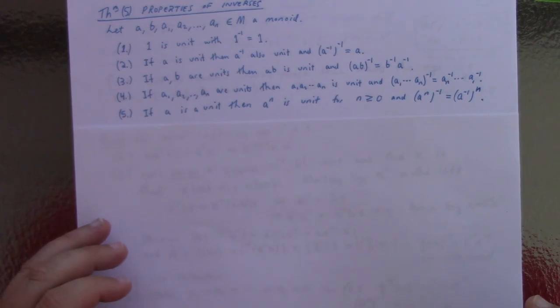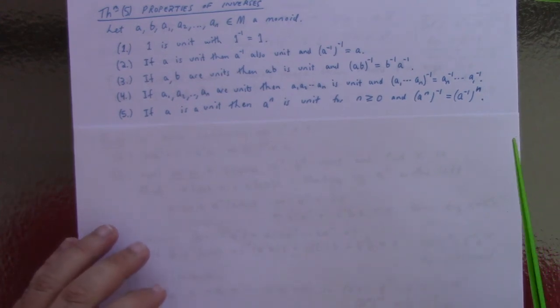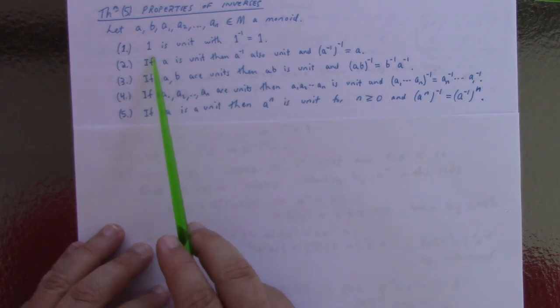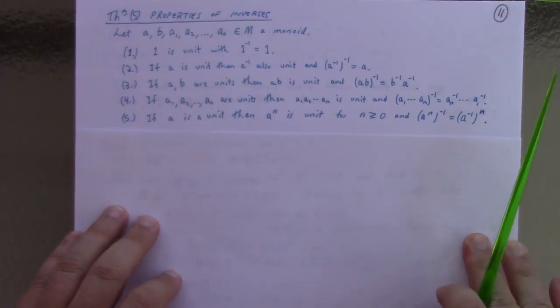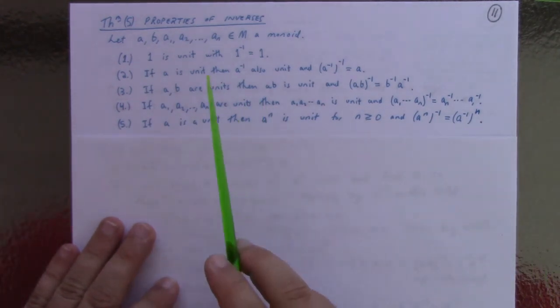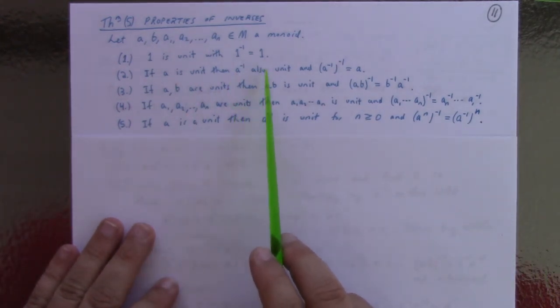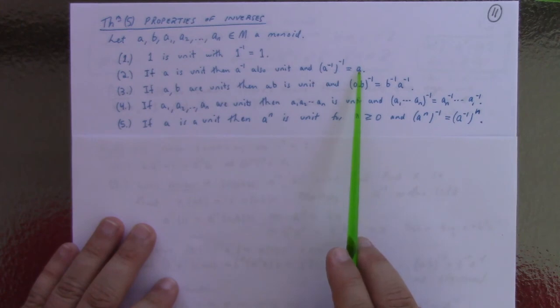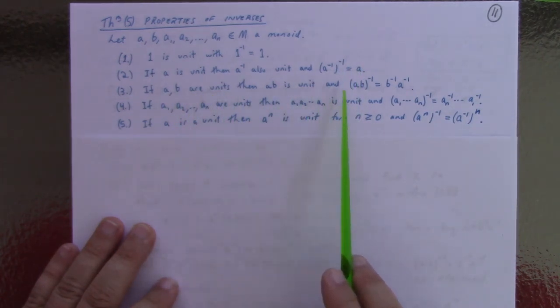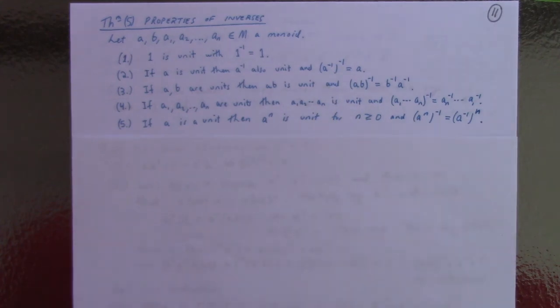Finally, and I won't go through the proof of all of these, maybe just two, or three. These are properties of inverses. First of all, the identity is its own inverse. If A is a unit, A inverse is also a unit. The inverse of the inverse is the element again. If A and B are units, then AB is a unit, and we have that (AB) inverse is B inverse A inverse.